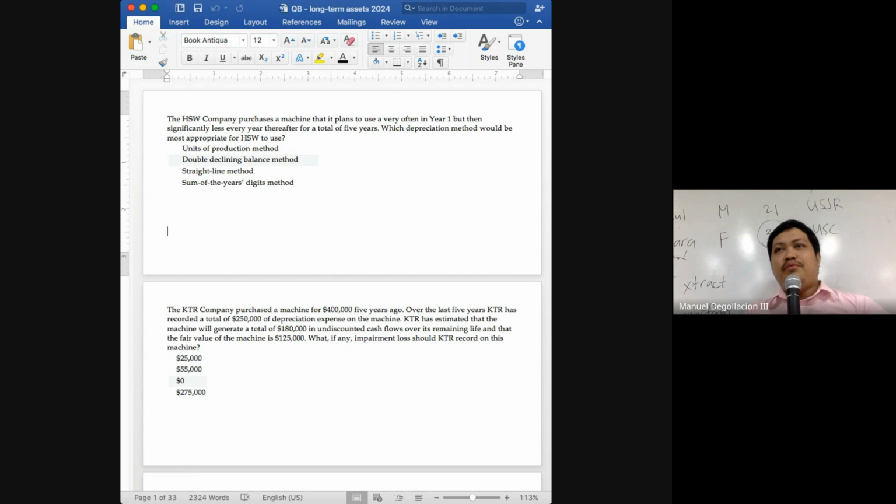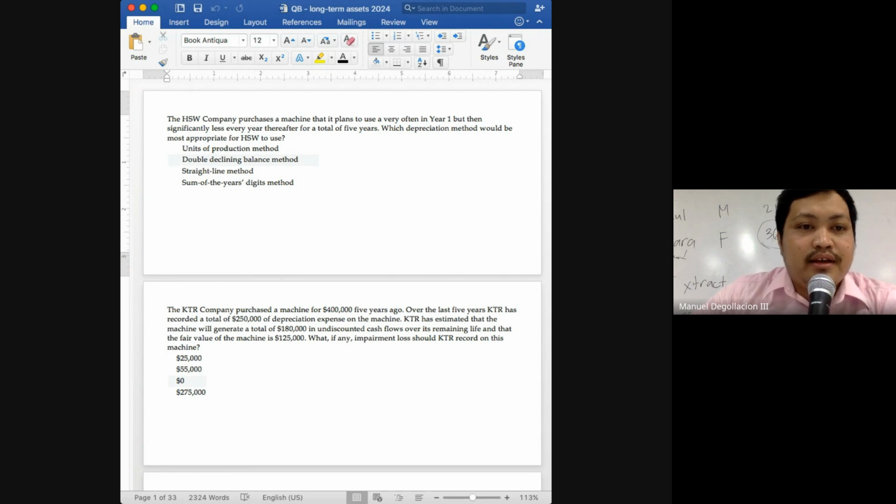So if you're going to use a depreciation method, you should use one that would result in significant depreciation expense in the early years and lesser depreciation expense in the subsequent years. Does the straight line method achieve that? The answer is no. Under the straight line method, the depreciation would be equal throughout. The annual depreciation would be equal. Okay, and then your units of production method could be used if it will be based on output.